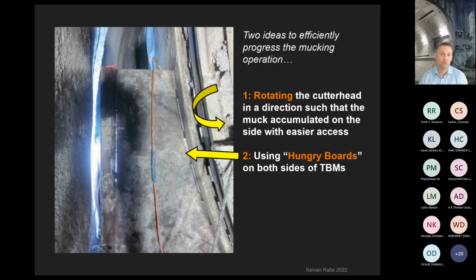For that challenge, we had to propose two ideas to efficiently progress the operation. The first idea was rotating the cutter head only to the side that is easier for the excavator to take out the muck. And then the modification was something we call hungry boards on both sides of the TBM, which basically pile the muck for the excavator operator to help him load the trucks more easily.